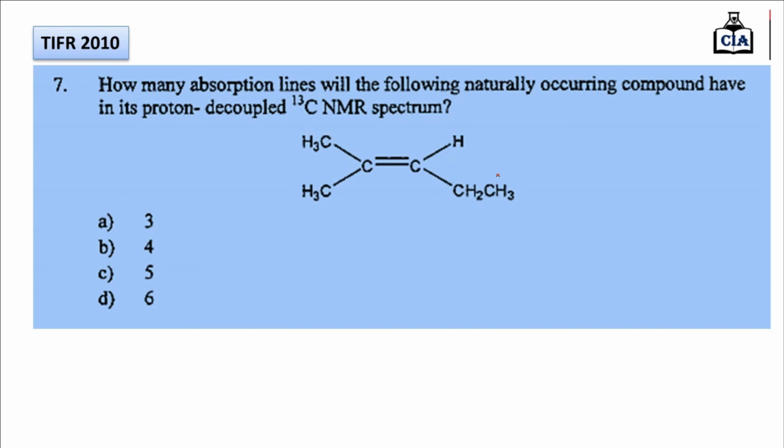So there are a total of A, B, C, D, E. These two CH3 groups will be equivalent. So total 1, 2, 3, 4, 5. So a total of 5 types of signal will appear.